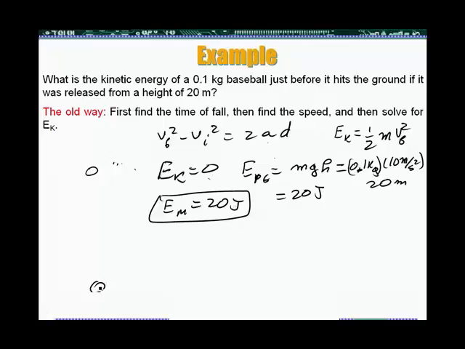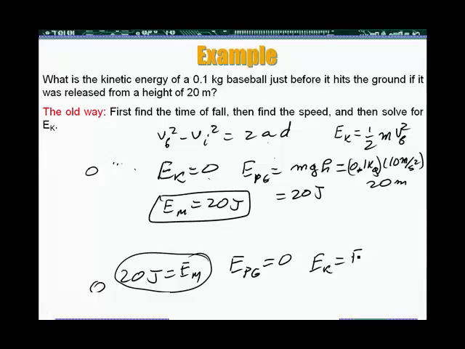Which means just when it is about to hit the ground, I should have the same 20 joules of mechanical energy. Now, at the bottom my gravitational potential energy is going to be 0, since I'm at a height of 0 relative to ground. So my kinetic energy is going to be fully equal to the mechanical energy, so it should be equal to 20 joules. If you have solved it the other way, you should be able to find the same answer.